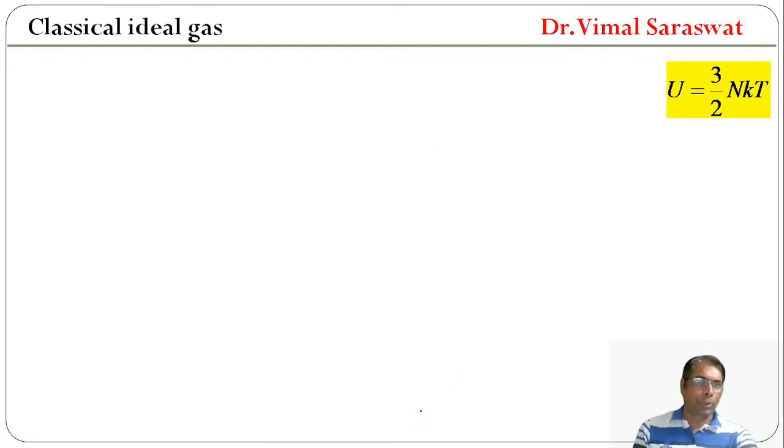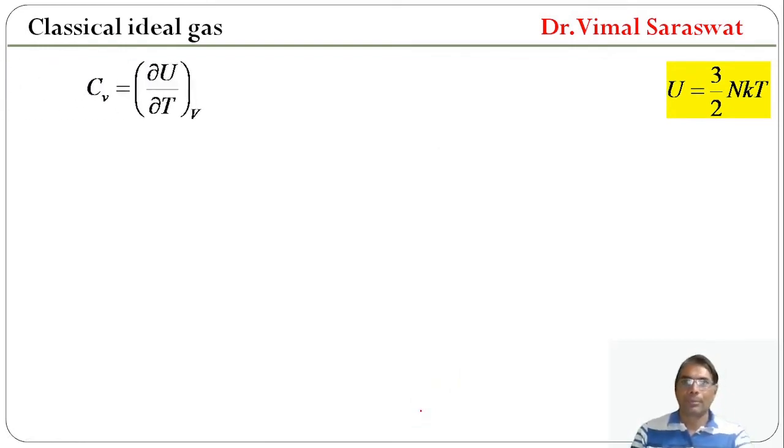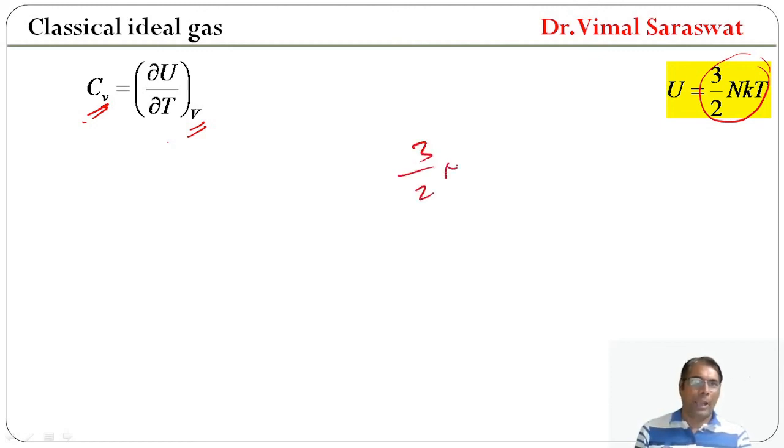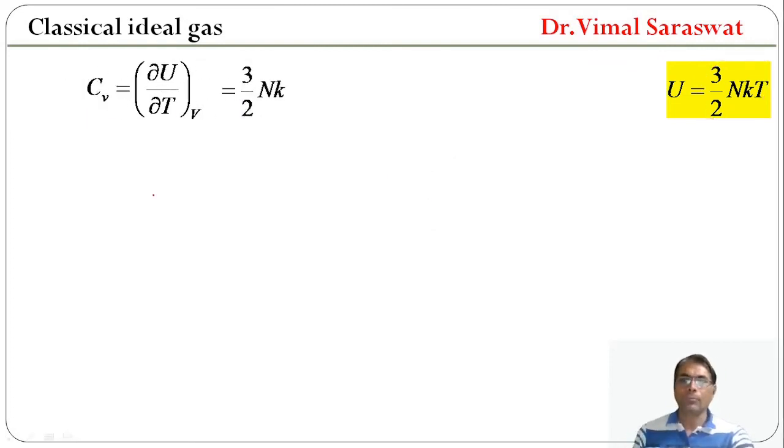Now U equals 3/2 NkT, and heat capacity or specific heat at constant volume Cv equals (∂U/∂T) at constant volume. So we differentiate this U with respect to temperature partially, and we get 3/2 Nk. So Cv equals 3/2 Nk.